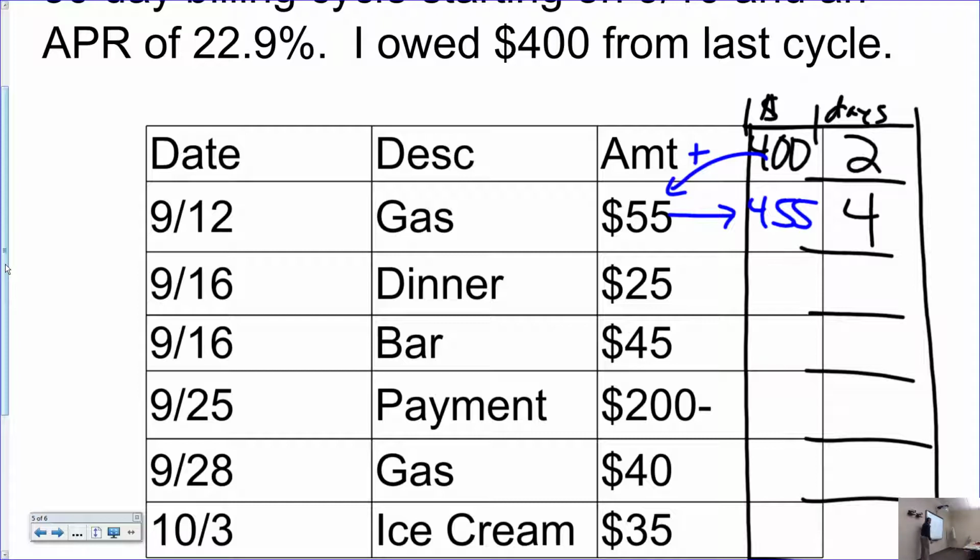Alright, what are we going to do with the fact that these numbers are both on the 16th? So you just add them together. Add them together. What's 25 and 45? 70. So what's my next number? 525.